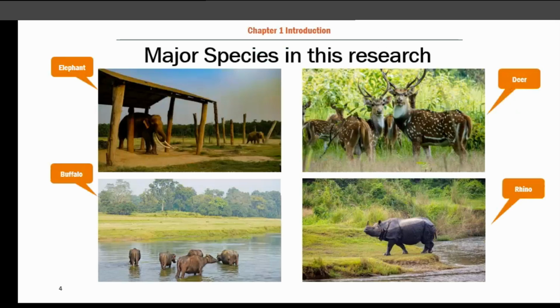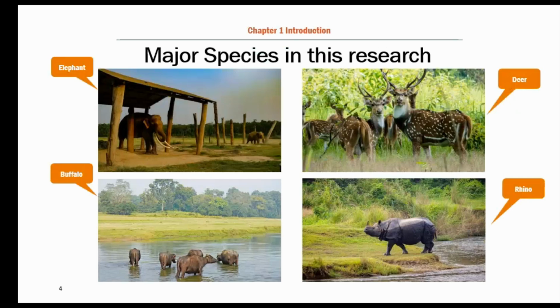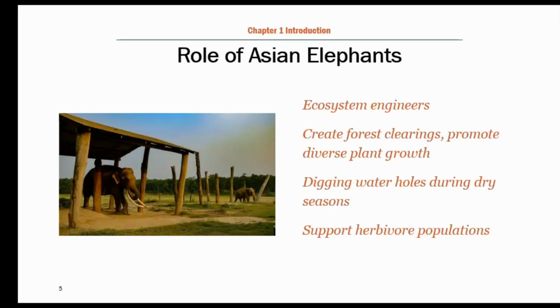here. Among these animals, there are 4 key species, including elephants, rhinos, buffalo, and deer, that are essential for sustaining this ecosystem. For example, elephants act as ecosystem engineers by creating clearings in the forest, allowing sunlight to reach the ground and promoting plant diversity. They also can dig water holes during dry seasons that can benefit other wild animals.